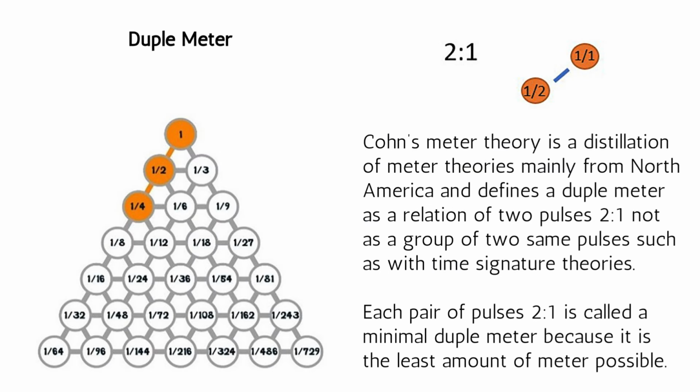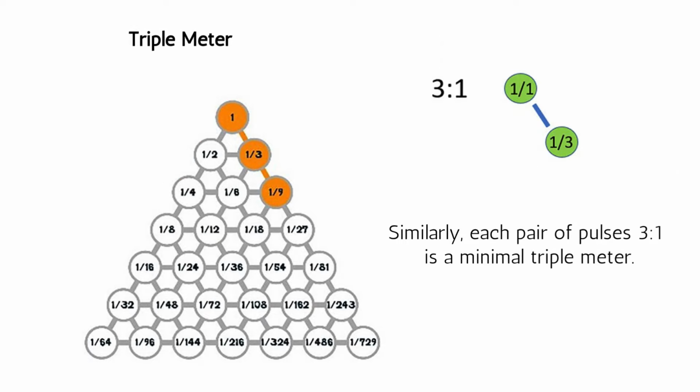Cohn's meter theory is a distillation of meter theories mainly from North America and defines a duple meter as a relation of 2 pulses 2-to-1, not as a group of 2 same pulses such as with time signature theories. Each pair of pulses 2-to-1 is called a minimal duple meter because it is the least amount of meter possible. Similarly, each pair of pulses 3-to-1 is a minimal triple meter.